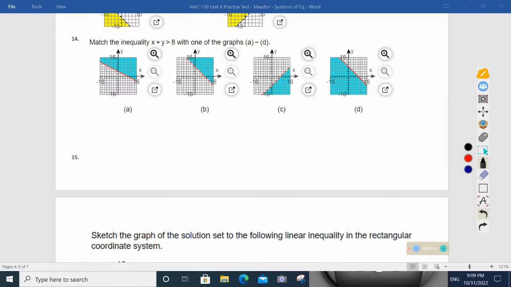All right, number 14. Says match the inequality with one of the graphs. First thing I notice is there is no equal to on this inequality, so we should have no solid lines. Now we got a 50-50 shot. So you have to solve for y, though. This one is not solved for y. So to solve for y, you're going to minus x and minus x. So you get y is greater than negative x plus 8. Remember, greater than means you're shading above. If somebody's greater than you, they're above you. So the only answer here is B.